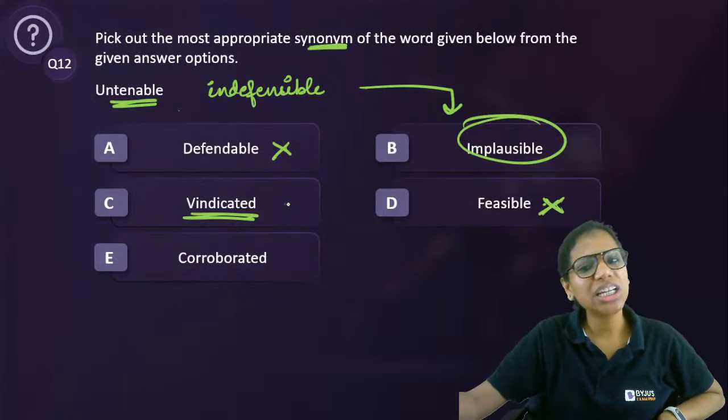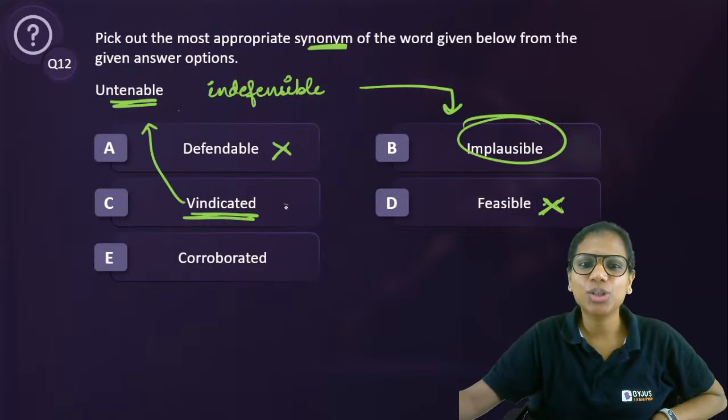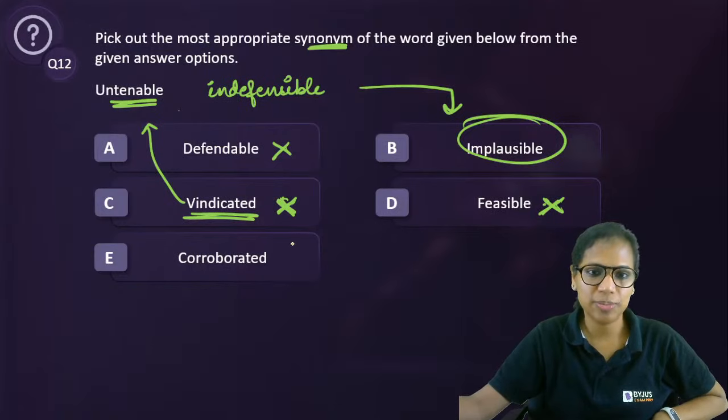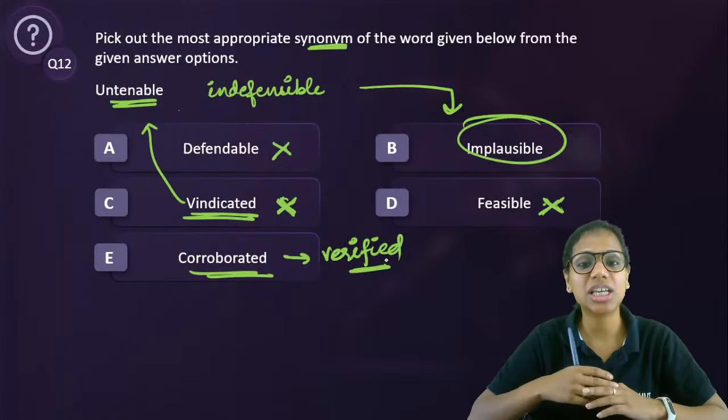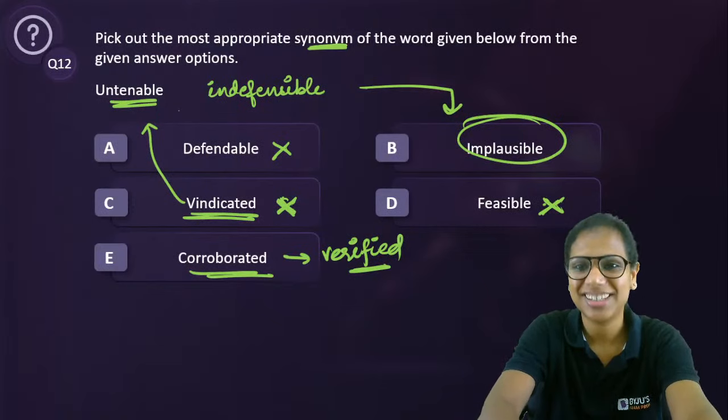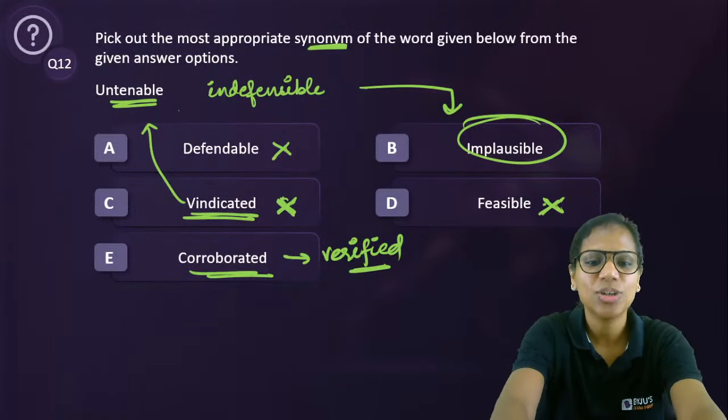Right? So vindicated is not related to untenable. Vindicated means be clear of suspicion or blame. Corroborated, when you can verify something, when something has been verified, when something has been confirmed by another witness, we can say it has been corroborated. All are legal terms.